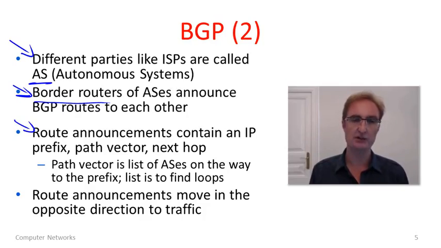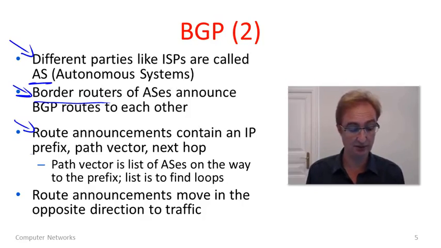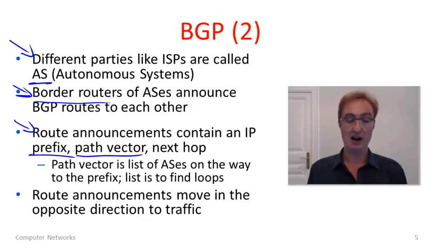We're really going to focus on these route announcements as they move around. And I'll tell you that a route announcement, just like we saw in that picture before, contains several things. It contains an IP prefix, that's the destination that you're trying to reach. So that was F1 in our example on the previous slide. A path vector that you go through to reach this destination.